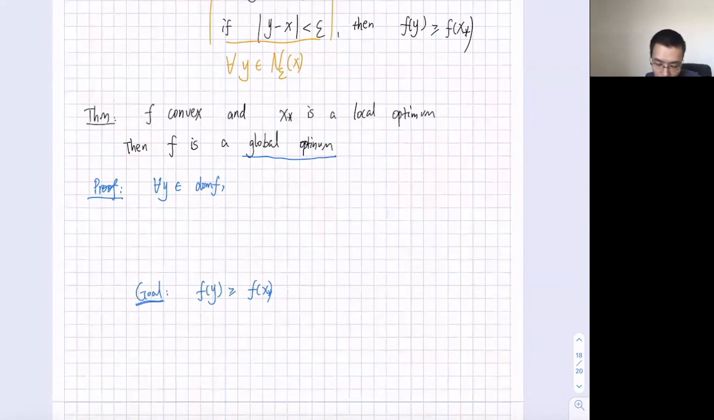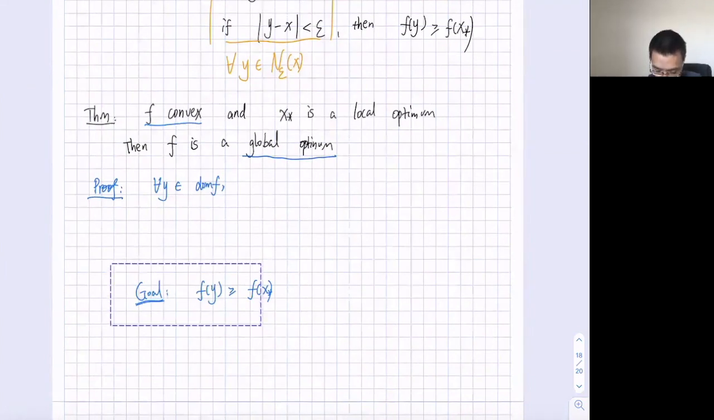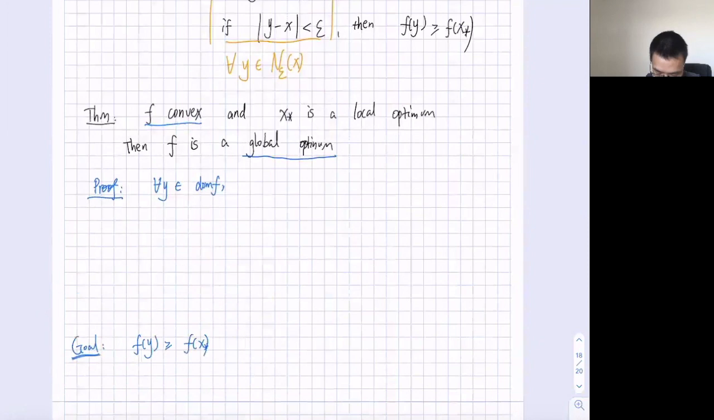So the tool we have is that f is a convex function. We know for convex functions, we have some inequality that connects the function values of different points, and it's greater than or equal to something. So probably we want to use that property, just the definition of convex functions.